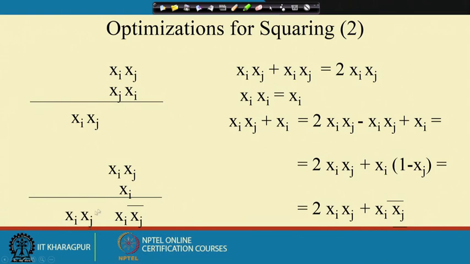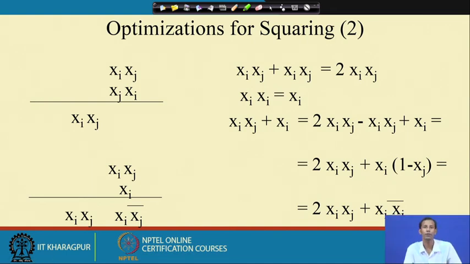Okay, got it? So these particular terms xi xj plus xi can be written as xi xj in the next MSB side, whereas xi xj bar goes on the corresponding position where we are trying to add xi xj plus xi. So this kind of optimization we can do whenever we are doing the squaring operation.